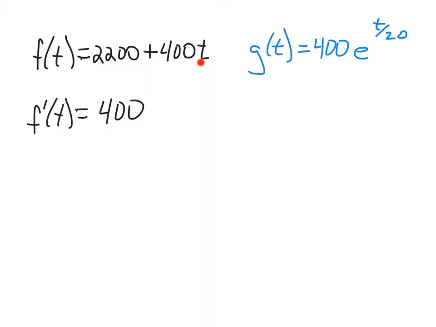So maybe this is per month if this is a population of a town. Every month 400 more people show up. Okay? And so no matter what goes on as we go forward, it's always going to just add 400 for every interval.